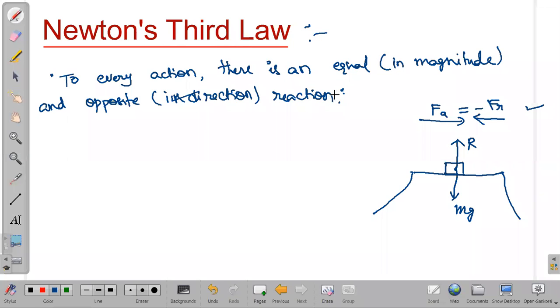The propulsion of a rocket, when we are launching a rocket, also works based on the principle of Newton's third law. In class 9, you have one example, the balloon rocket. You might have seen that in class 9. That also comes under Newton's third law examples. So this is all about Newton's third law, right?